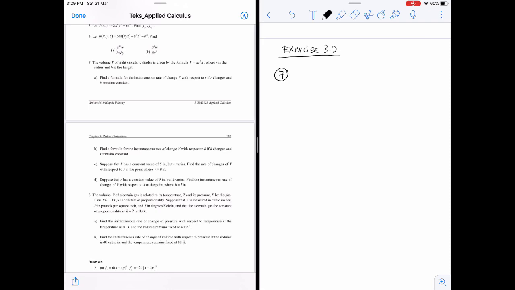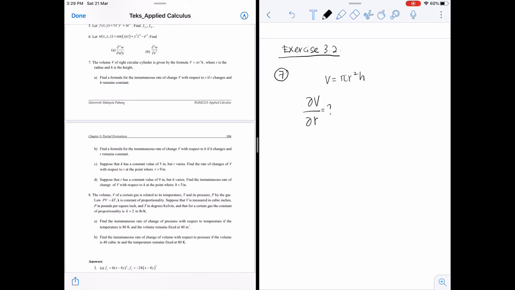The volume V of a right circular cylinder is given by the formula V equals pi r squared h, where r is the radius and h is the height. So question A asks us to find a formula for the instantaneous rate of change of V with respect to r, if r changes and h remains constant. So what we need to find is the rate of change of V with respect to r.